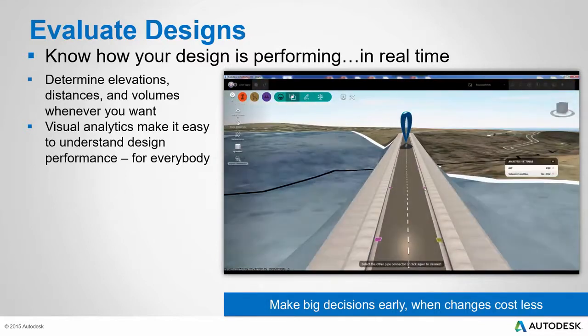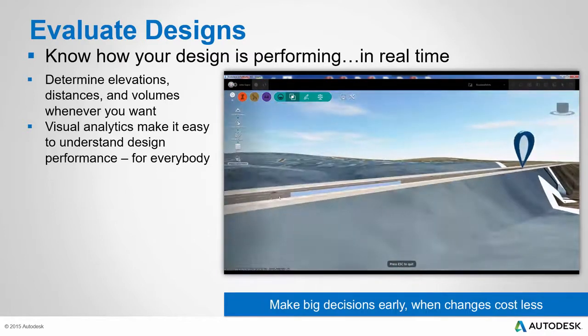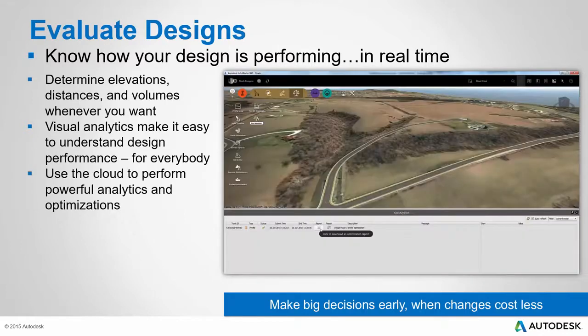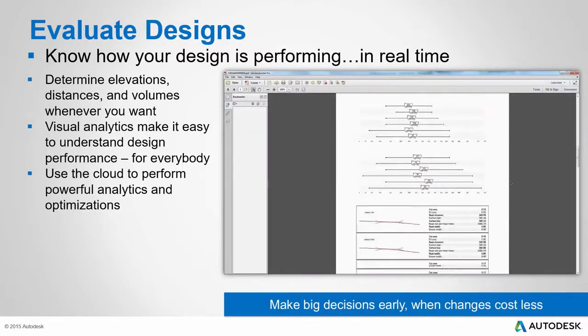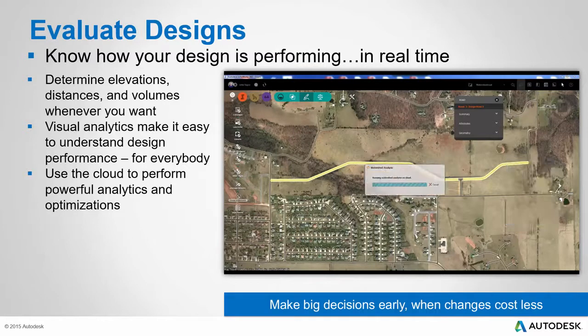And beyond that, we can even look at one of the individual pipes in the storm system and determine its performance as far as handling the flow that's entering the pipe. When needed, we can go to the cloud to perform powerful optimizations such as a profile optimization or analytics such as a watershed analysis to determine how much water is flowing and where it's crossing beneath a road.